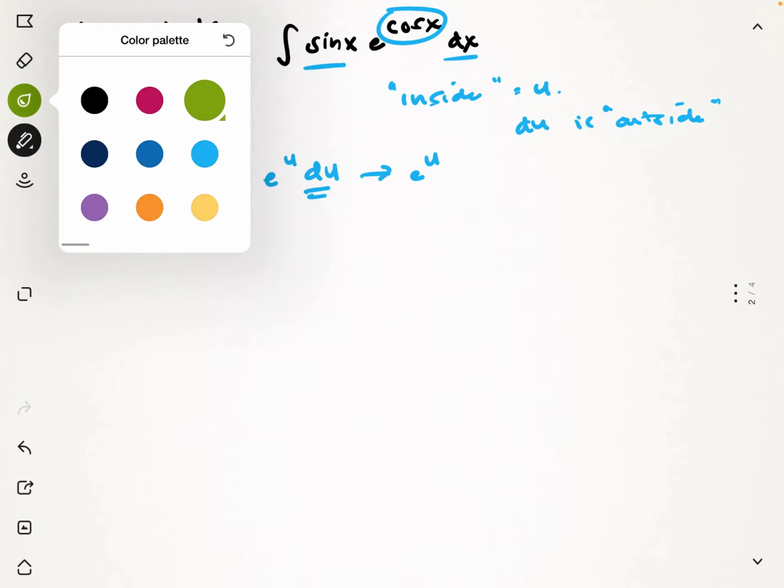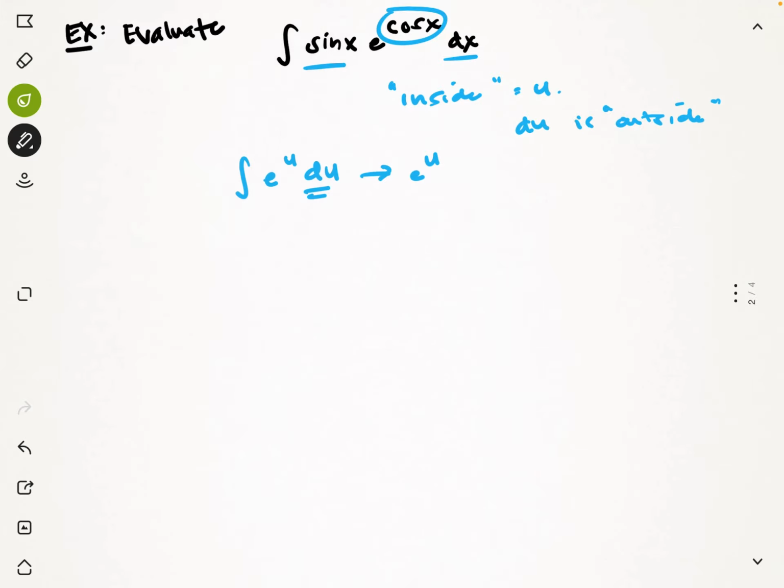Okay, so let's change colors here. So in this case, our u, our inside, is going to be this cosine x. Our du, the derivative of cosine x, is going to be negative sine x dx. Okay, so notice what we have on the outside here is sine x dx, right? Which is almost like it, but it's not quite like it. But there's a trick to balance this out.